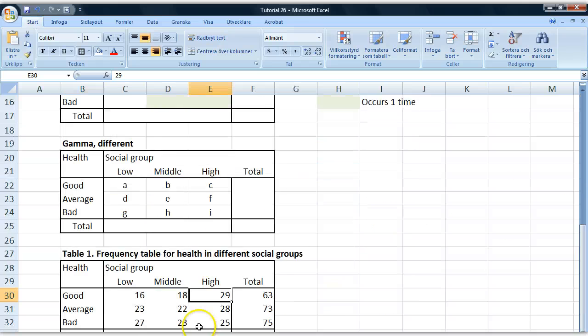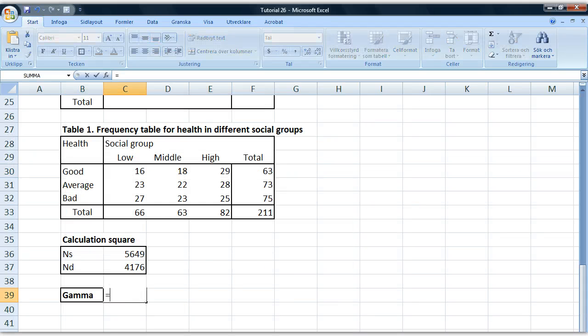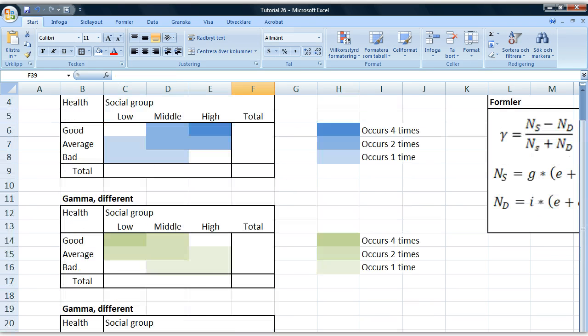So let's calculate that. We go here to gamma, we write equal to, and we need a parenthesis first. We take our ns minus our nd, we close the parenthesis, and we're going to divide this by ns plus nd. And that's our gamma formula. All we get is a kind of weak, but still a positive correlation. So that's as I guessed.